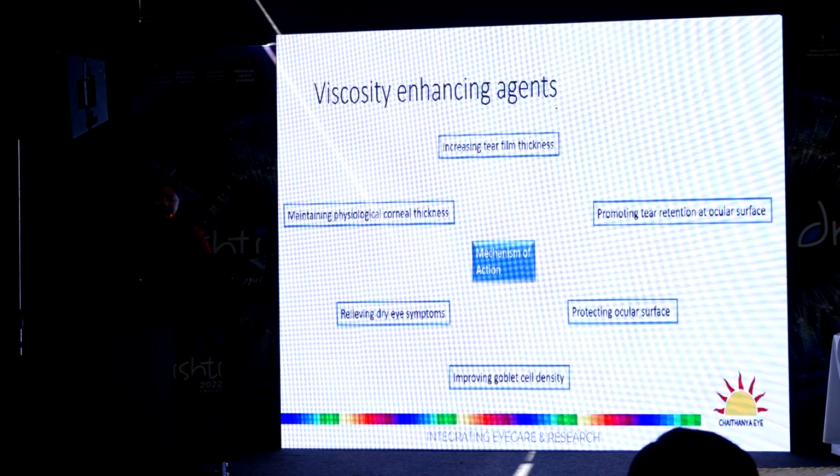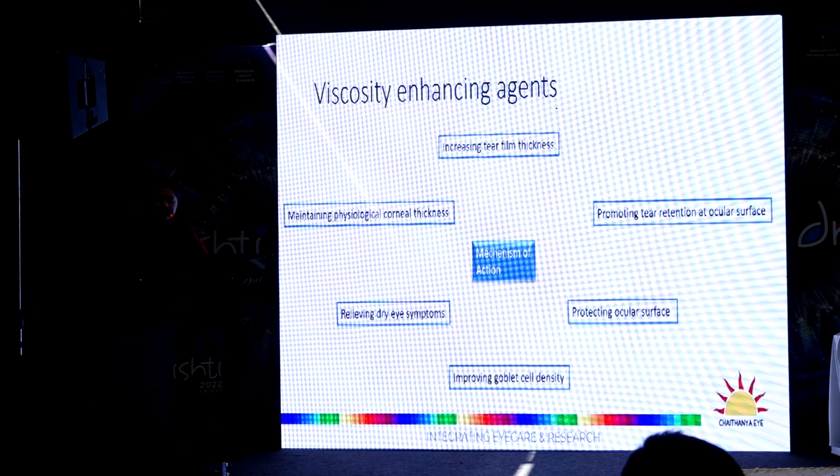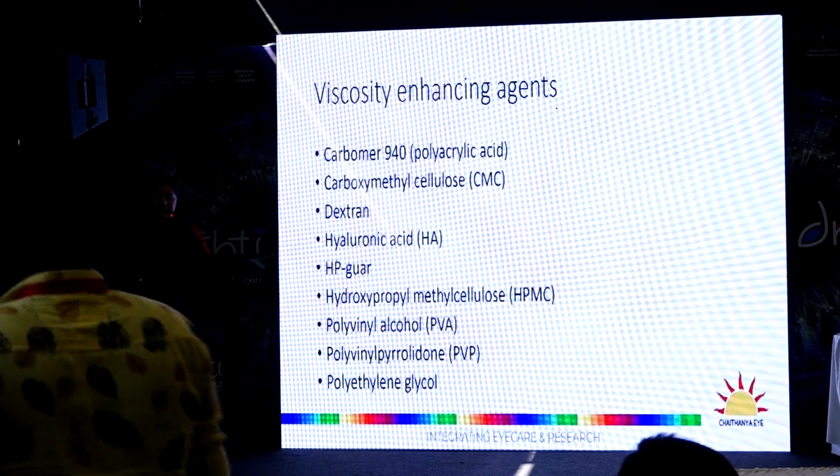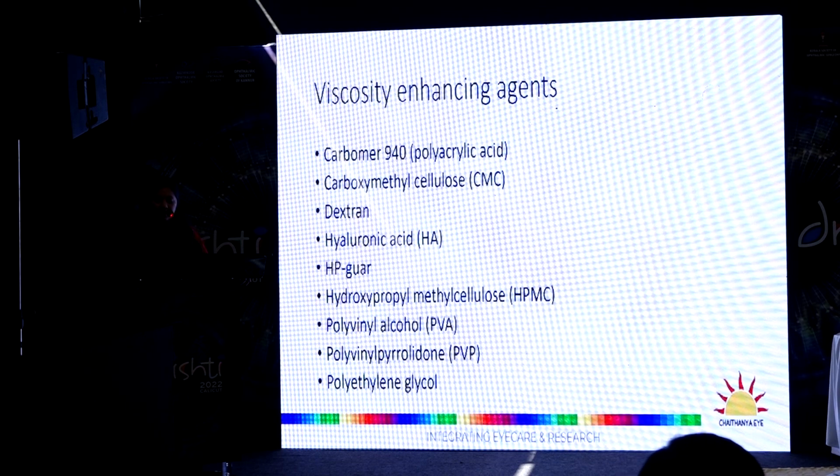Now viscosity enhancing agents, they increase the tear film thickness, they promote the tear retention at the ocular surface, protect the ocular surface, improve the goblet cell density, relieve the dry eye symptoms, and it also maintains a physiological corneal thickness. There are various viscosity enhancing agents listed here, popular ones being carboxymethyl cellulose CMC and hyaluronic acid.